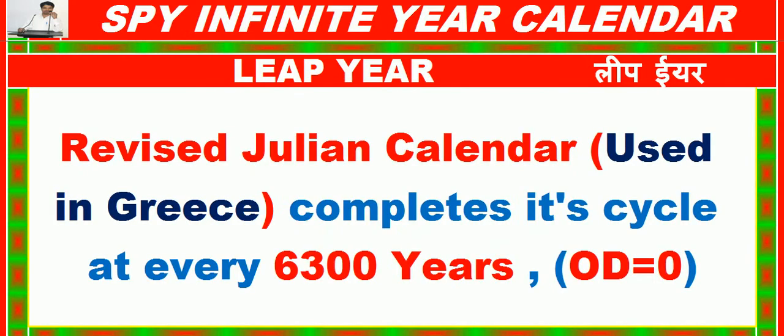Revised Julian calendar used in Greece completes its cycle at every 6300 years, OD equals 0.